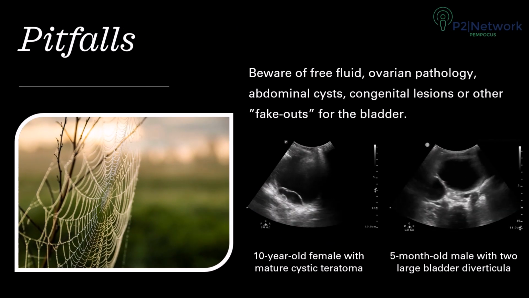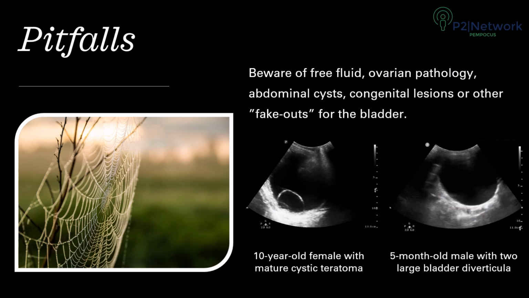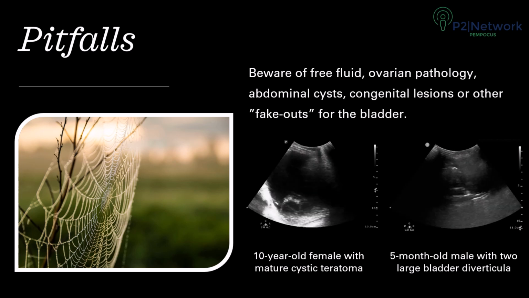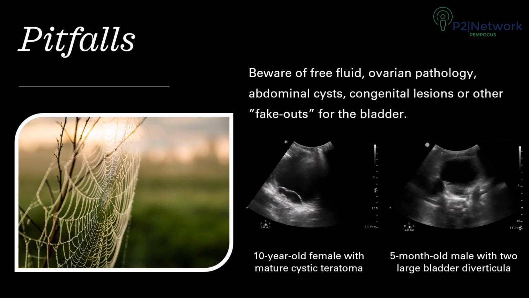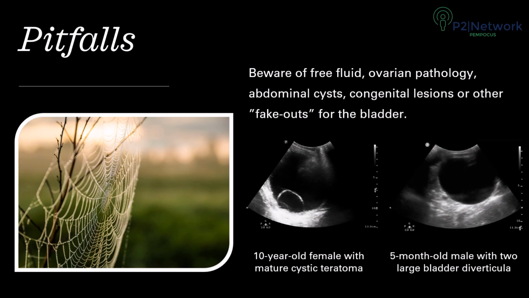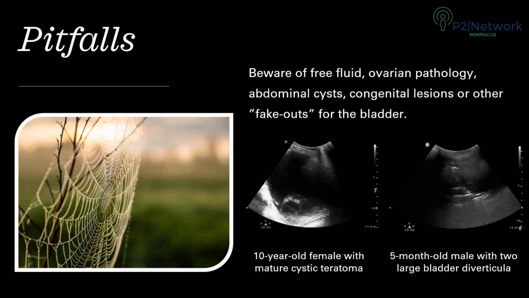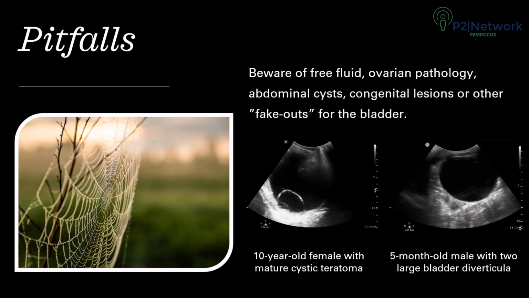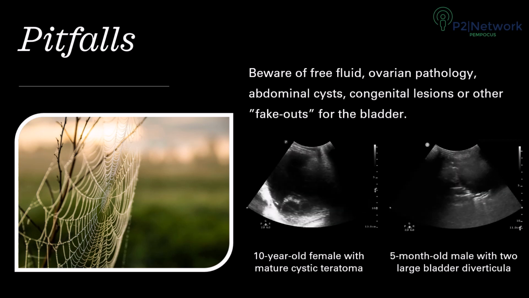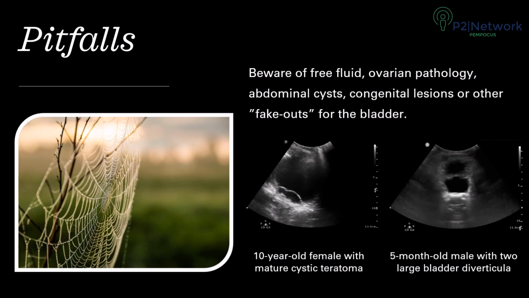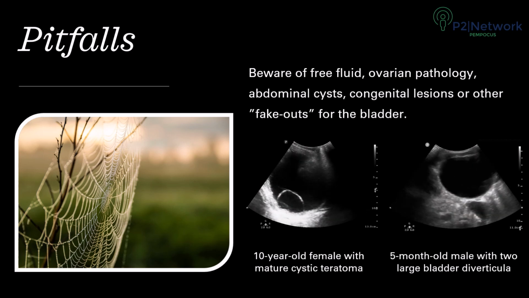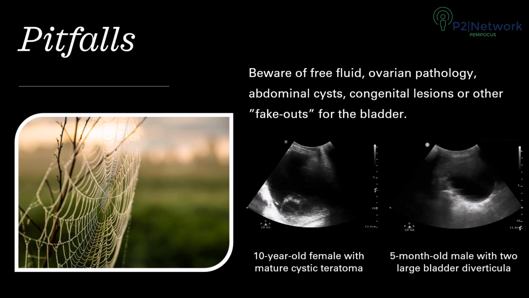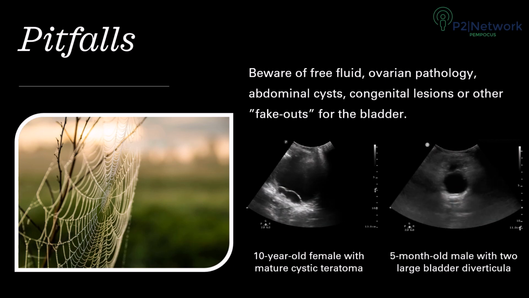This is a fairly easy POCUS application compared to some others, but I will mention one pitfall, and that is just to be aware of other things that can be mistaken for the bladder, like free fluid, ovarian pathology, or other fake outs, maybe congenital anomalies like a ureterocele. Those things can be mistaken for the bladder, so it's really important just to fan all the way through in both planes to make sure you're identifying the correct structure.